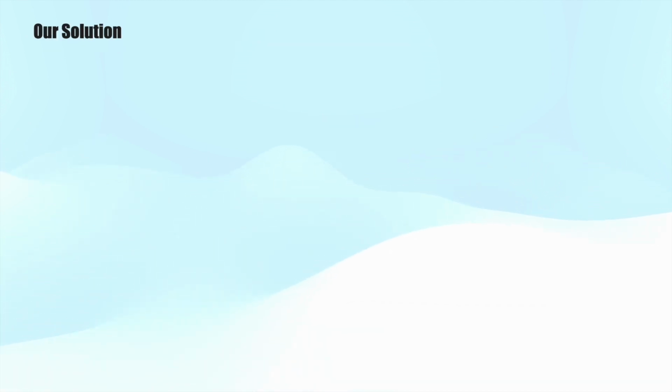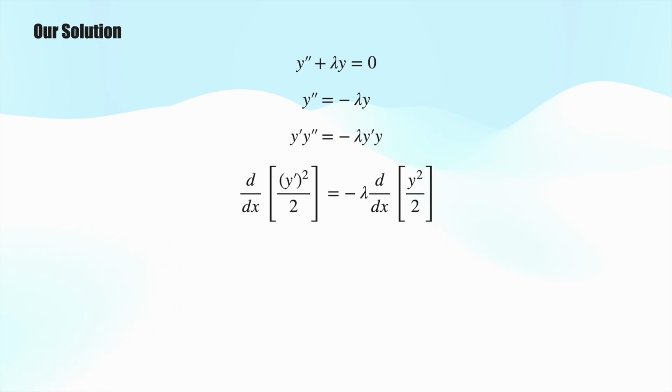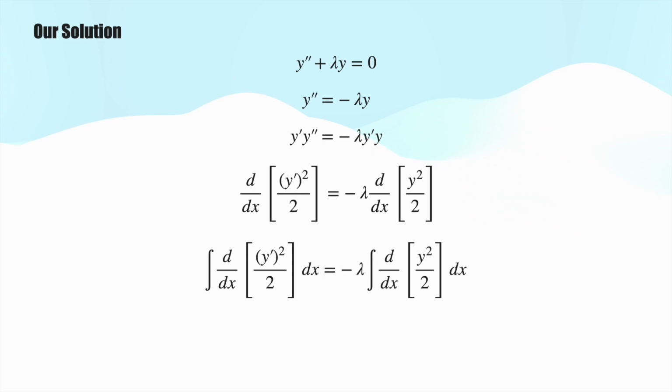So the solutions that we arrive at, we start the same way we did with our second order ODE. We are going to rearrange that just to isolate the second derivative. We're going to multiply both sides by the first derivative, and this allows us to use the chain rule to rewrite both sides. And now we're going to integrate both sides and simplify to arrive here. And here E is a constant of integration.